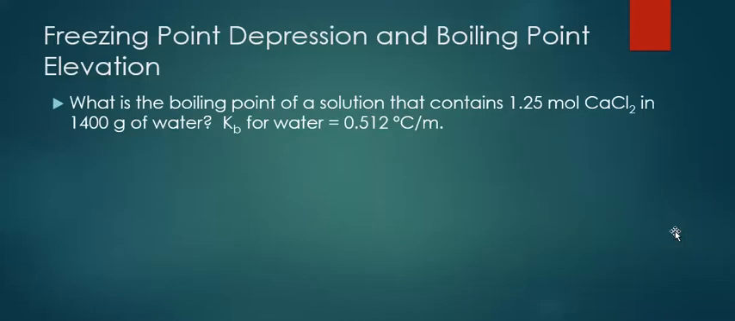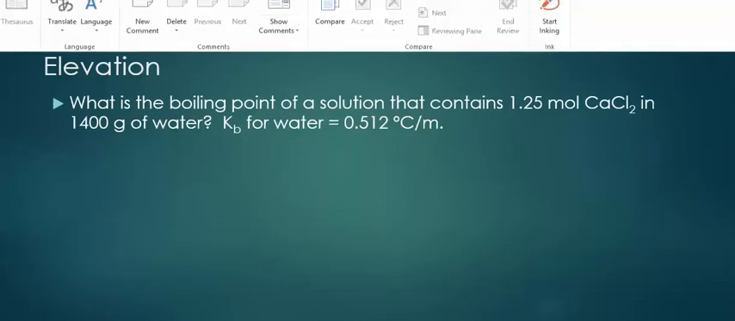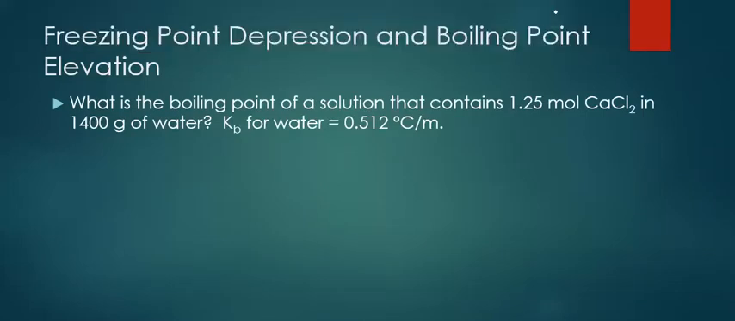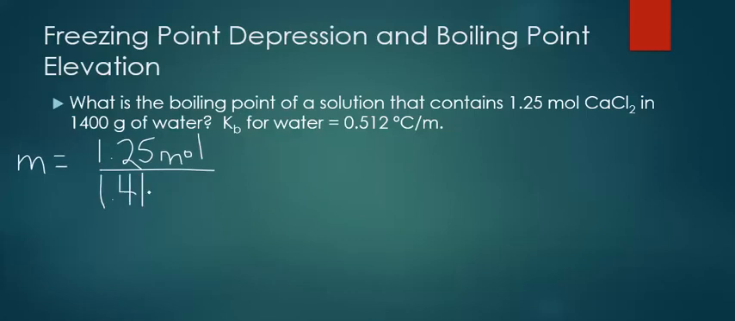All right, let's look at a boiling point problem. Just like with freezing point, I need to find molality first. So I've got a solution of calcium chloride in water. So molality would be 1.25 moles. I'm already in moles. Divided by kilograms of water, which would be 1.4. So my molality comes out to 0.893.